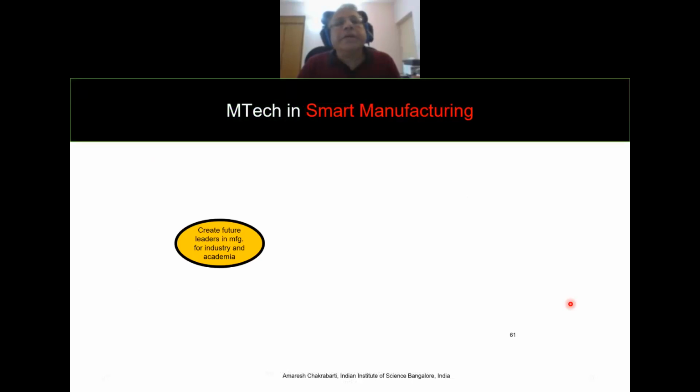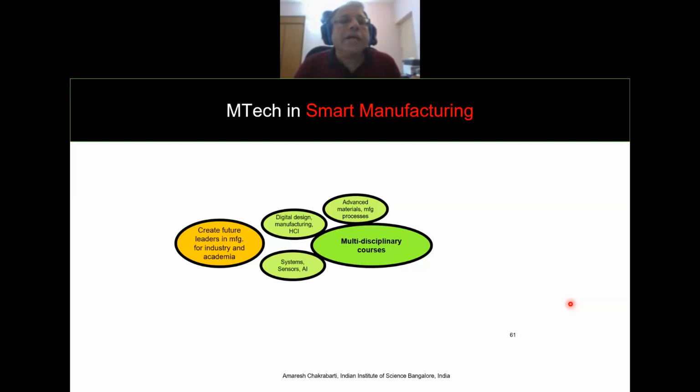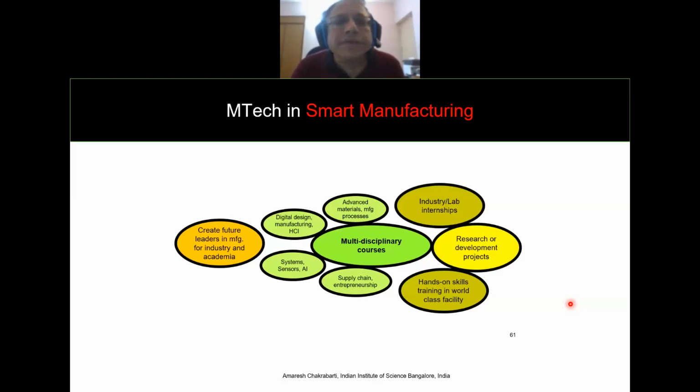The MTech in smart manufacturing operates as a multidisciplinary course. So if any of these undergrads are interested in doing an MTech, then this is something to look at. It includes courses in advanced materials and manufacturing processes, but also digital design, HCI, human-computer interaction, and so on, as well as systems, sensors, AI, supply chain and entrepreneurship, then hands-on skills and training, and finally, of course, research and development projects.